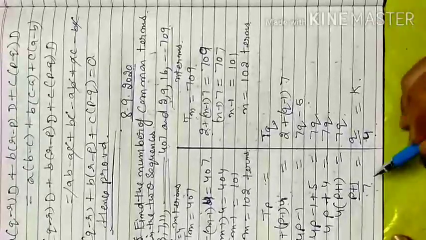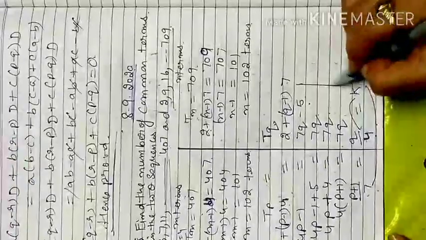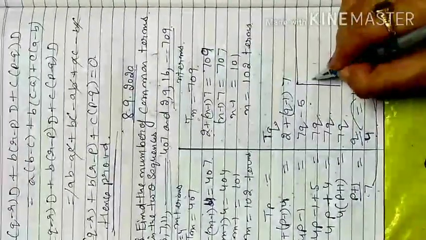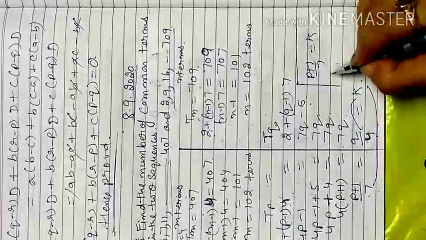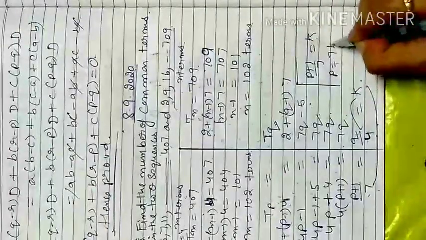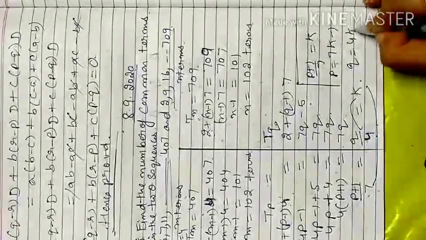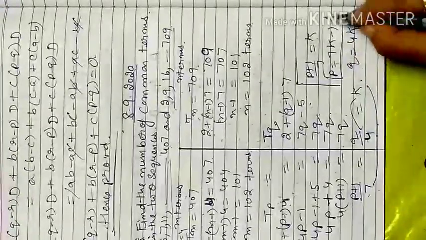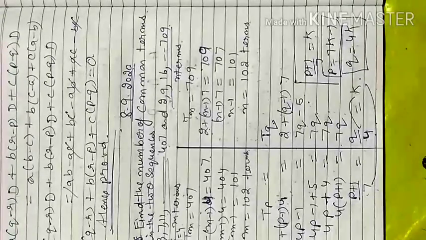Now when we compare first with this and first with this, here (p+1)/7 is equal to k. So cross multiplying, p = 7k - 1. Similarly q = 4k. So after getting these p and q values, now we have to check the terms.